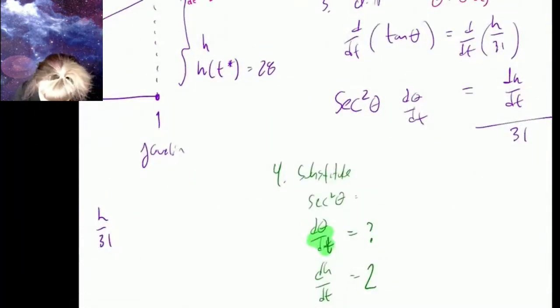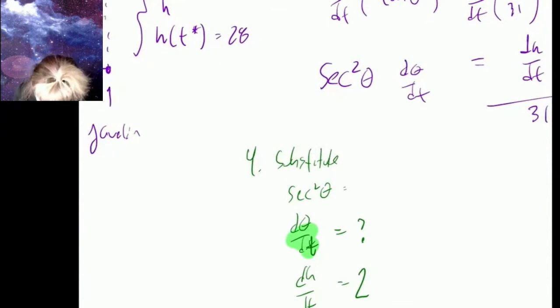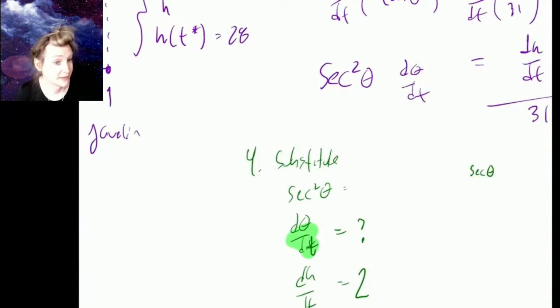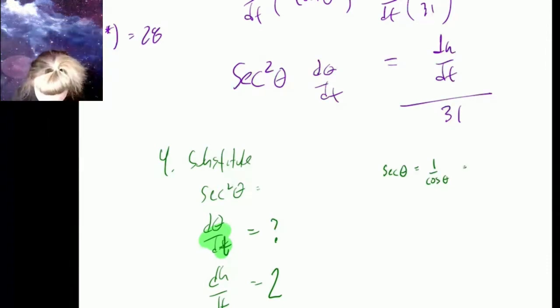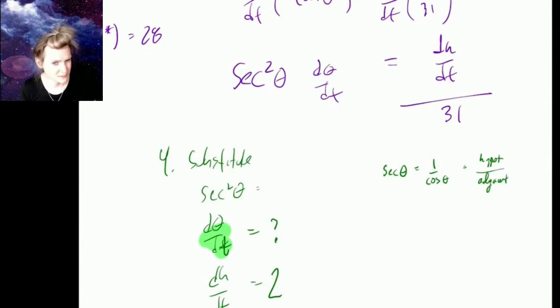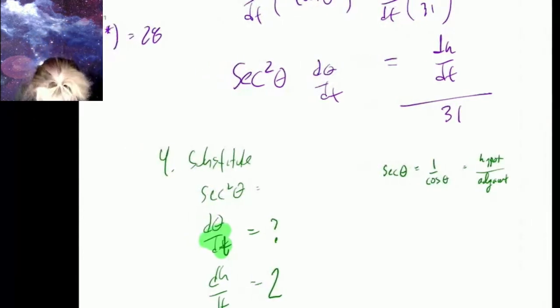In order to compute secant squared of theta, we need to compute secant theta, and then we'll take the square of it. Secant of theta is equal to 1 over cosine of theta. Cosine is adjacent over hypotenuse, so this would be hypotenuse over adjacent. Does that make sense? It's going to be hypotenuse over adjacent because it's 1 over, and I'm using SOHCAHTOA, adjacent over hypotenuse. So flipping it.